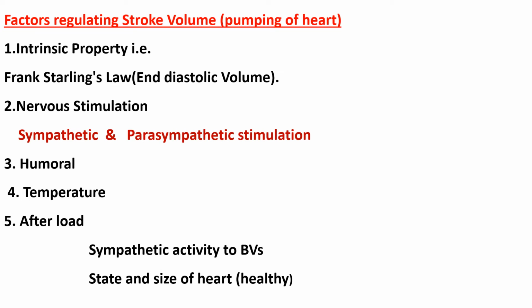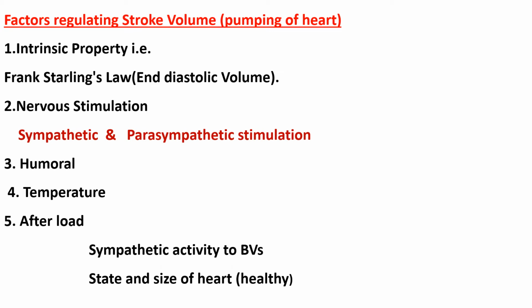So the intrinsic property of the heart, that is the Frank Starling's law, is regulating the stroke volume. This means that the end diastolic volume that was collected within the ventricle after the atrial systole determines how much is the stretch on the wall of the ventricle. If you stretch the wall of the ventricle more, it will contract more forcefully. So when it will contract more forcefully, it will produce a better stroke volume.